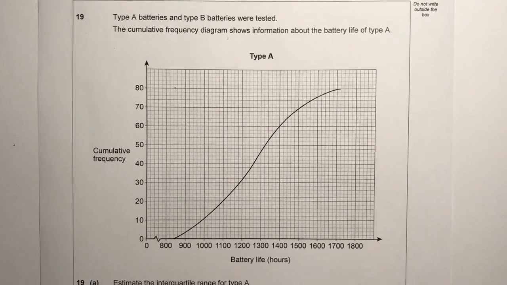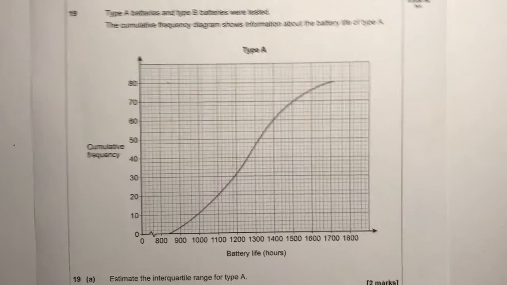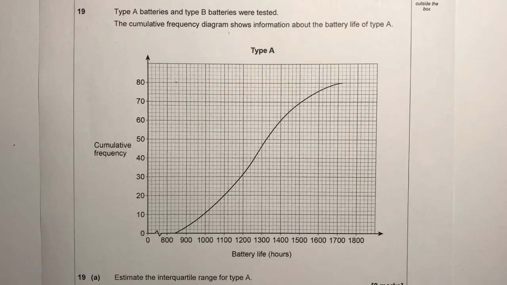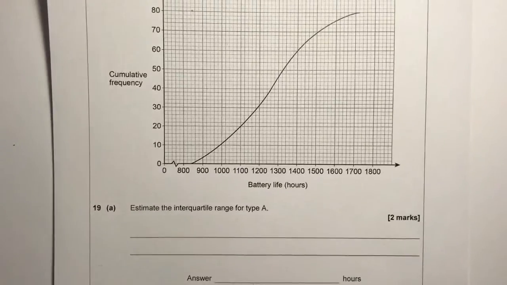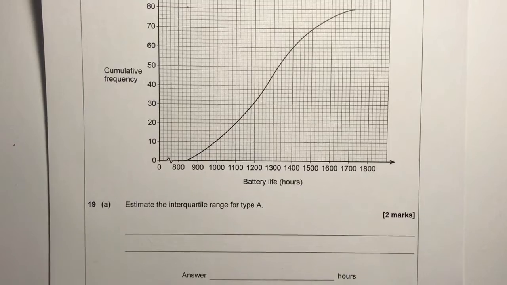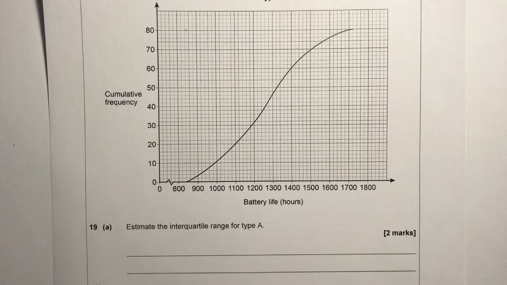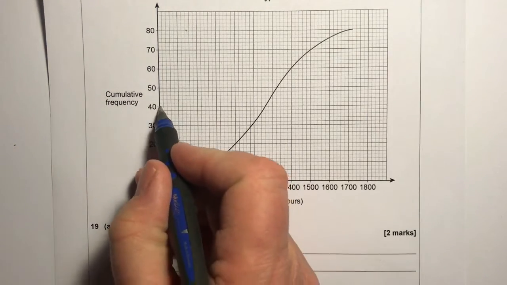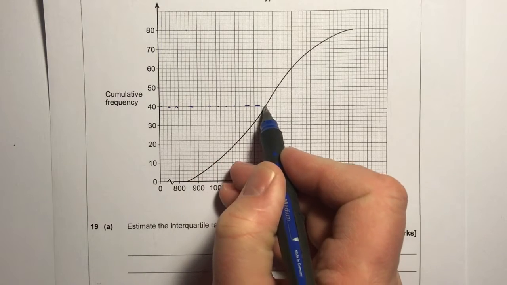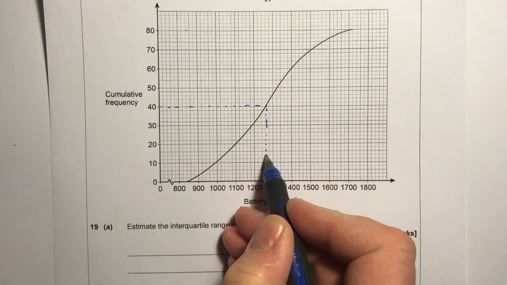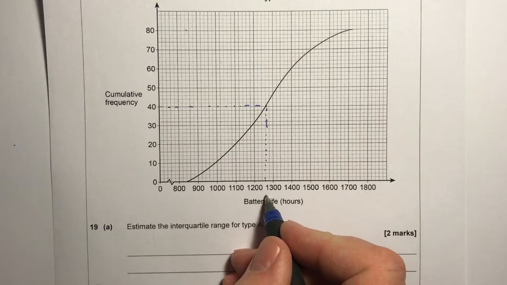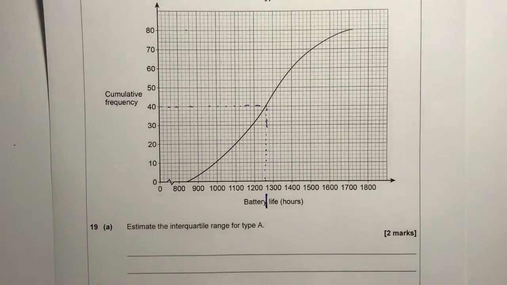Okay, so type A batteries and type B batteries are tested. Information shows a cumulative frequency diagram about the life of battery A, and then it says estimate the interquartile range. Now I'm very aware this is not going to show up particularly well on the video, but I'll do my best, because with the interquartile range we can work out the median value, which, if there are 80 batteries, is going to be the 40th battery.